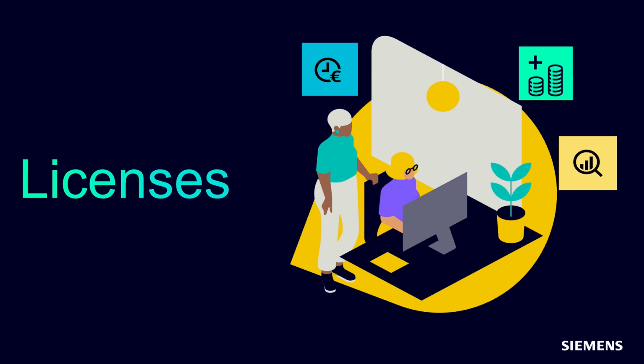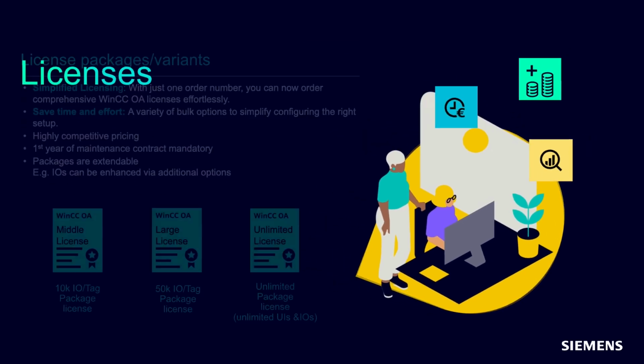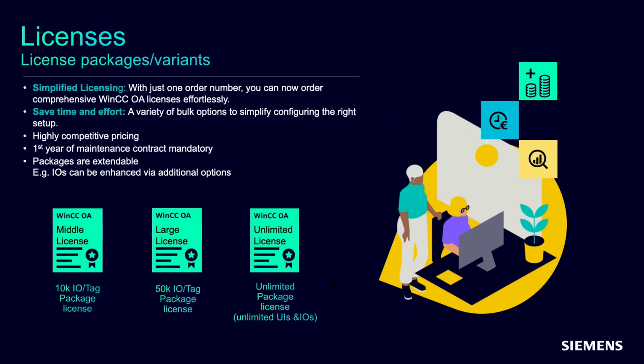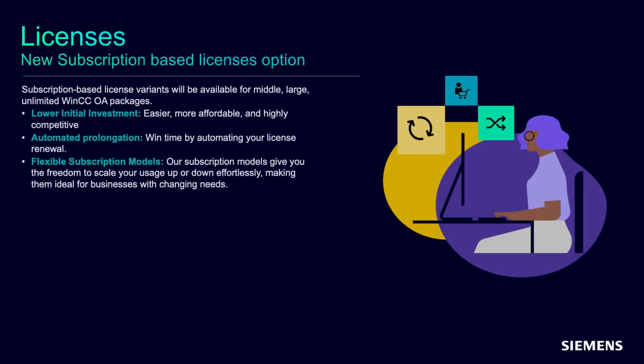So let's talk about licenses. With version 3.21, we will introduce some new license packages. This allows for easy ordering of new licenses. There will be 3 packages, so medium, large, and unlimited, and you can buy it with some clicks directly in the mall. Additionally, we will come up with subscription-based licenses. So these 3 packages will also be available on a subscription-based price option.